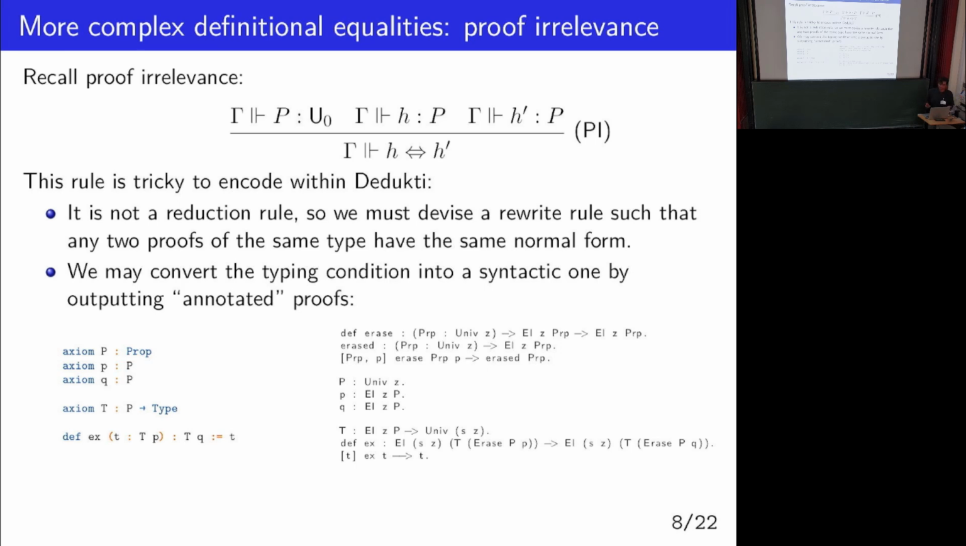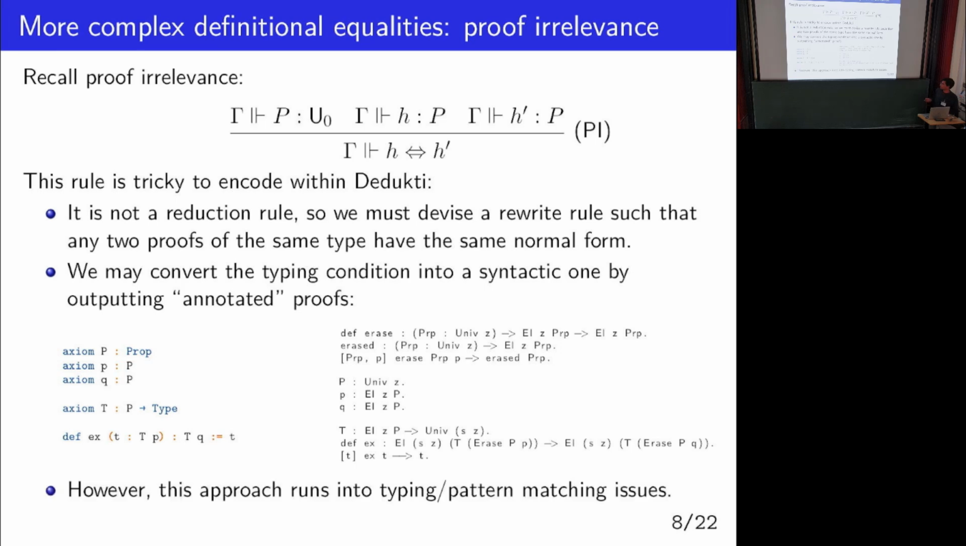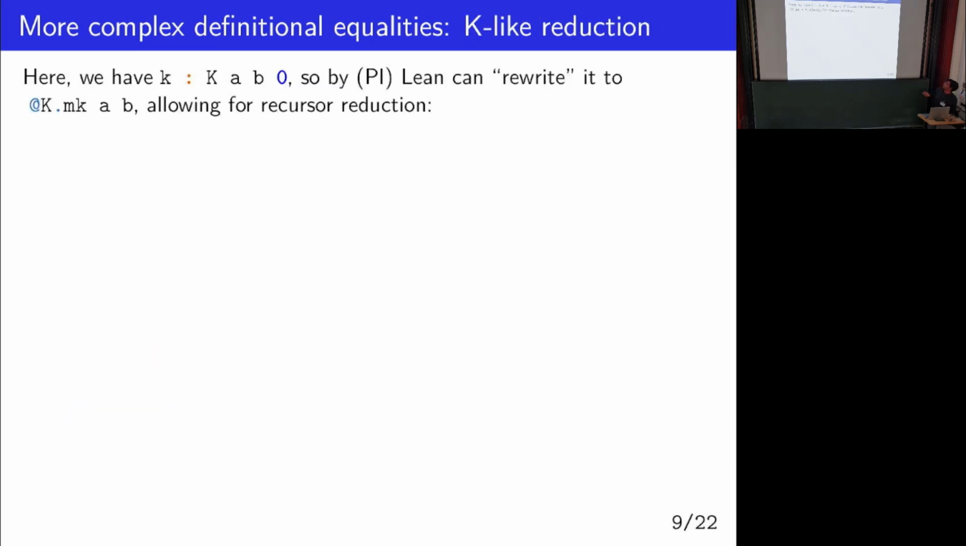So this could be a viable idea, but it's not as simple as it looks. First of all, it runs into typing and pattern matching issues in Dedukti. This is a bit complicated to explain, but we would probably need to extend Dedukti in a few ways. That may be okay, but it's not immediately doable. So that's an issue that we run into. This is something we may be able to get around, but I think a real issue we run into is later on with this property that Lean has of k-like reduction.